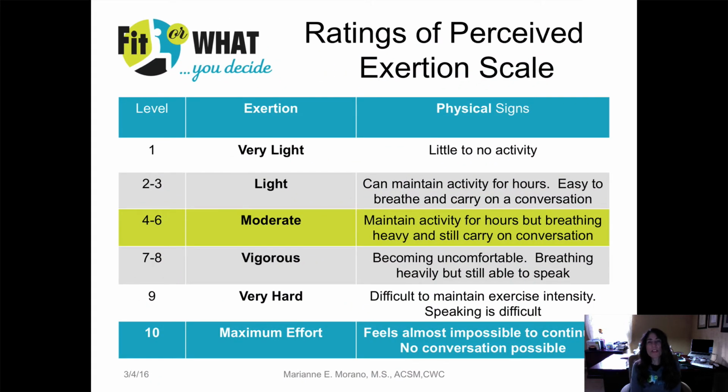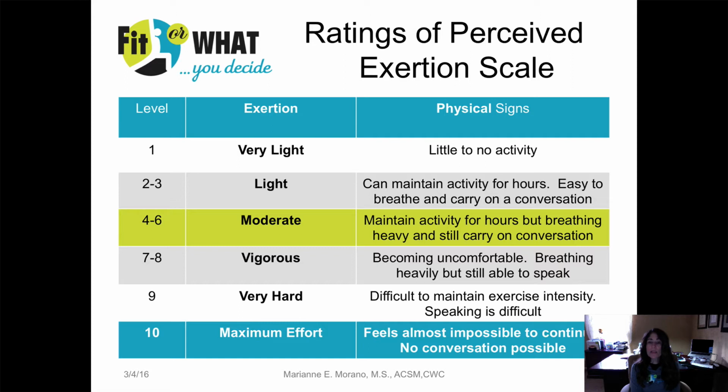The Ratings of Perceived Exertion Scale, also known as RPE, is a very subjective tool. Because you are determining your exertion based on your perception of how hard you're working, you have to be really honest. You can't be macho here and say, oh yeah, no, this is easy, I'm good. You have to really be honest. So on a scale from 1 to 10, if you say you're about a 1, that means you're doing little to no activity. I'm at a 1 right now on the Ratings of Perceived Exertion.